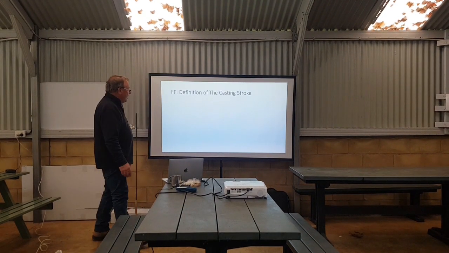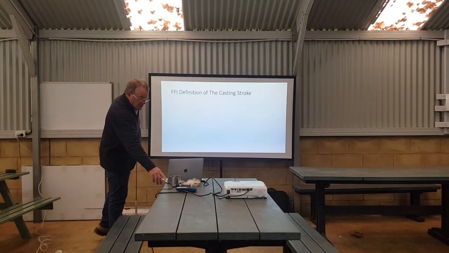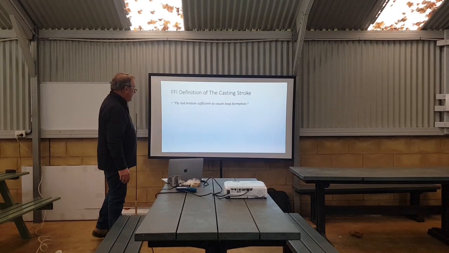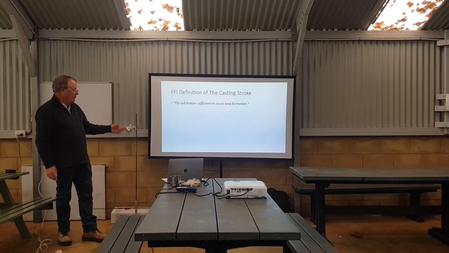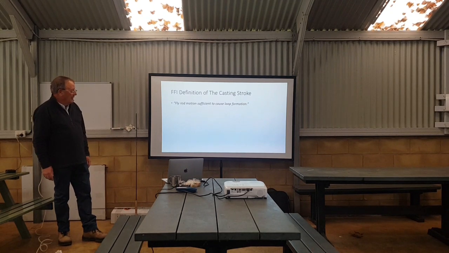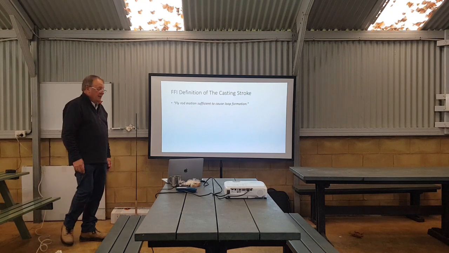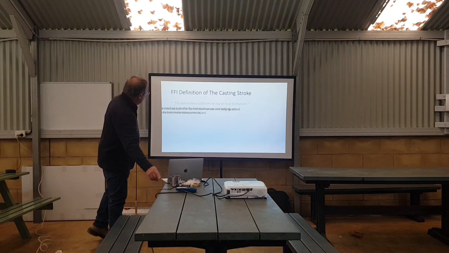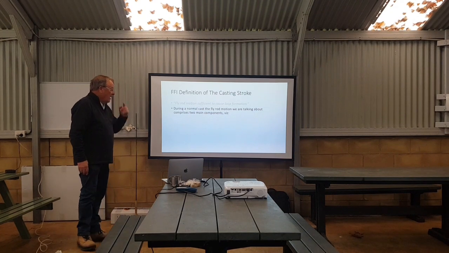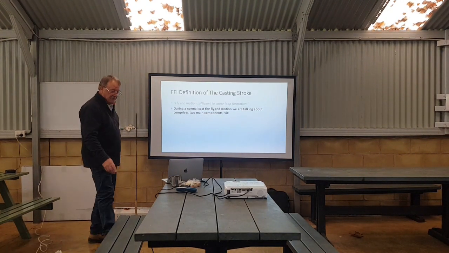So let's have a look at how the FFI defines our casting stroke. They've got 2 definitions of it. They're more or less the same, but this one's the shorter one. Fly rod motion sufficient to cause loop formation. So what do we mean when we're talking about fly rod motion? Well, during a normal cast, the fly rod motion we're talking about has 2 main components.